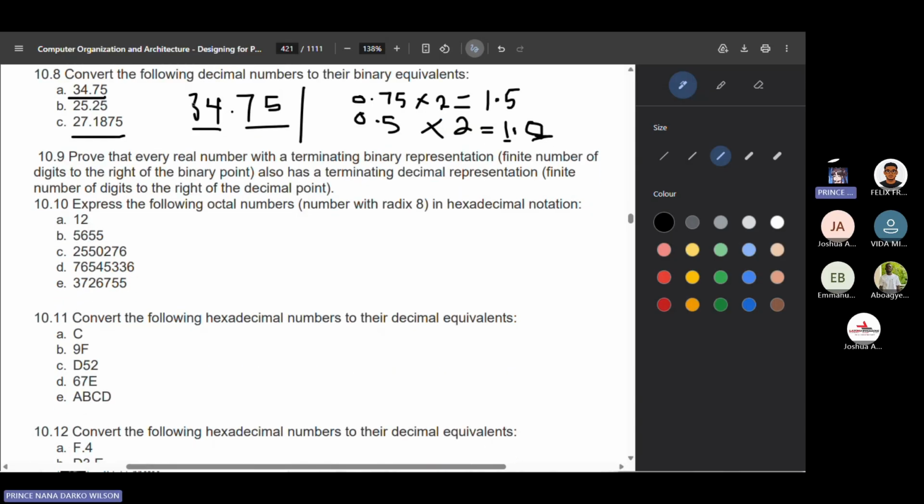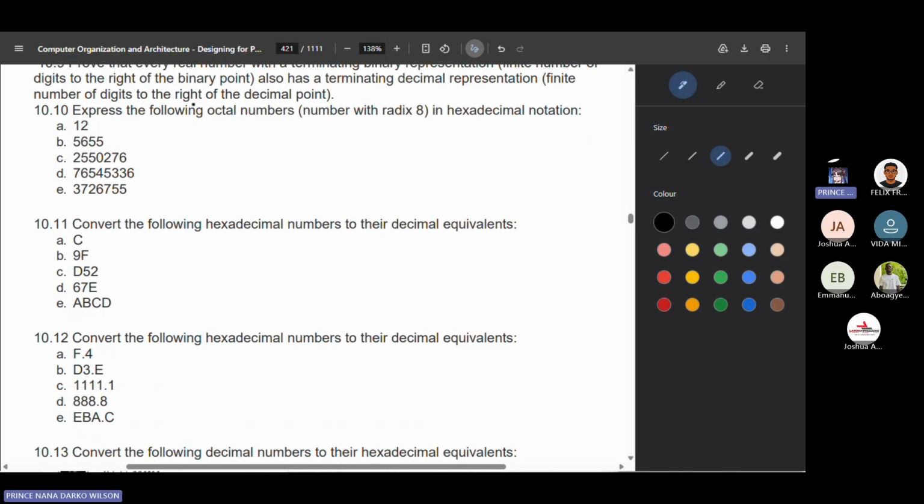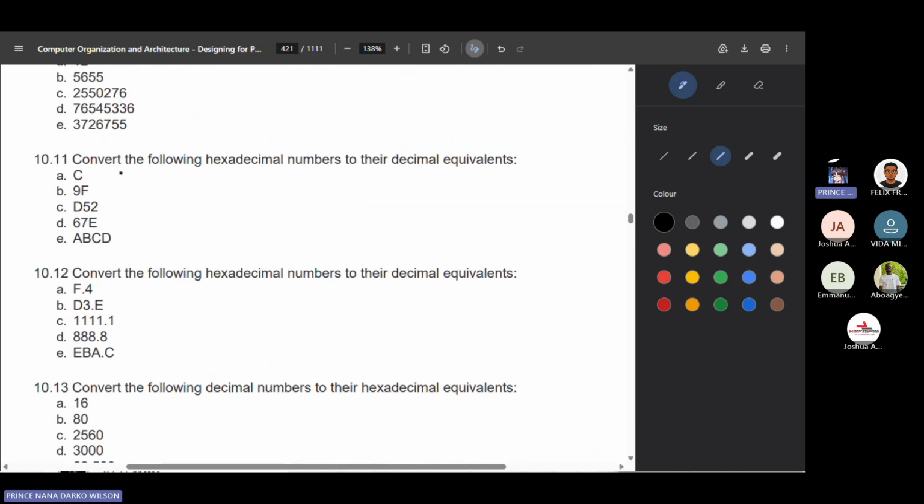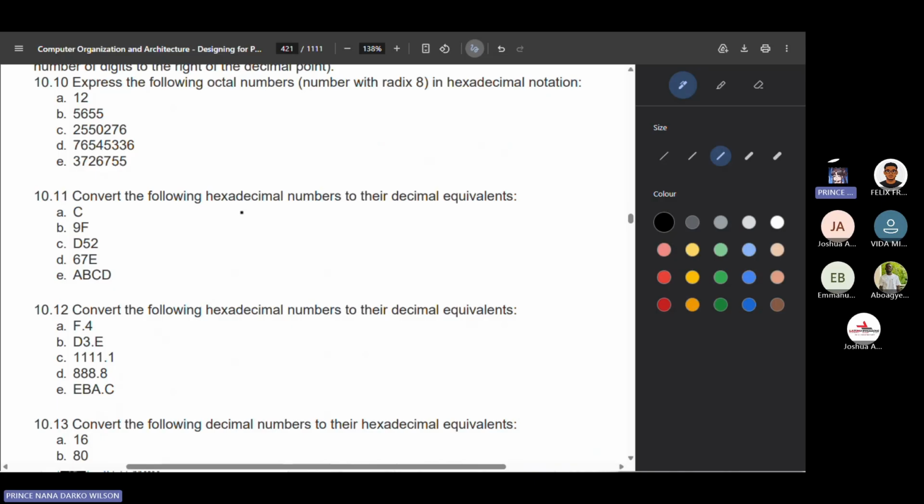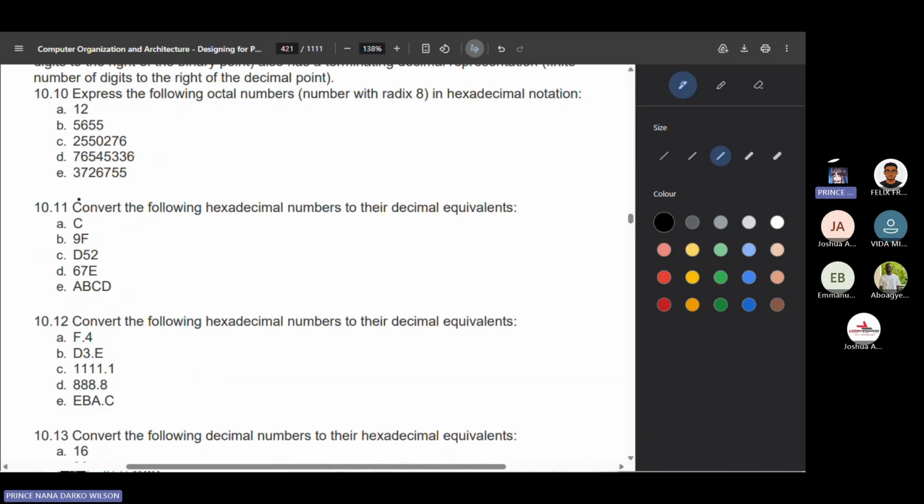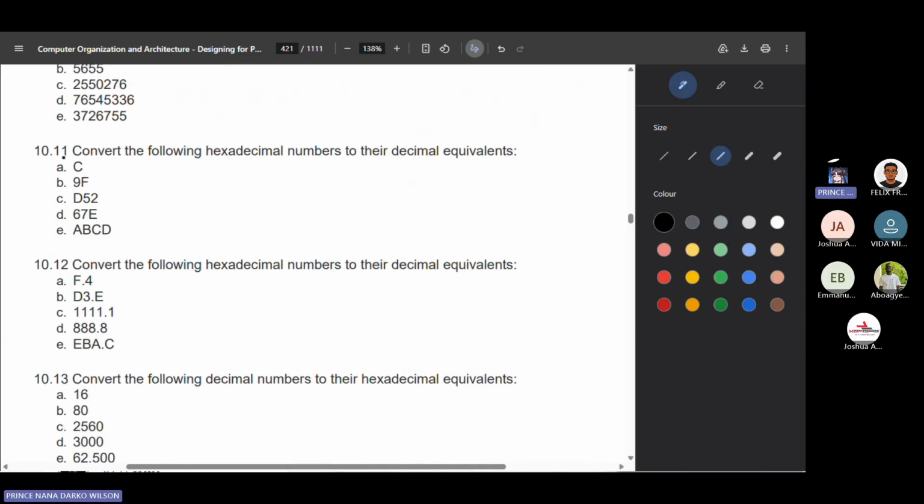Let's see if there are any ones that you can take and then go and tackle on your own and put the answers on the platform. All right. So this one says convert the following hex numbers to their decimal equivalent, but I see that will not be a challenge. This one says express the following octal numbers in hex notation. So you can change them into decimal and then change from decimal back to hex. That's a good one.